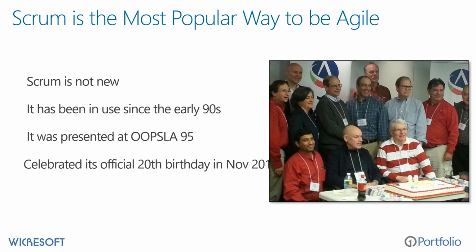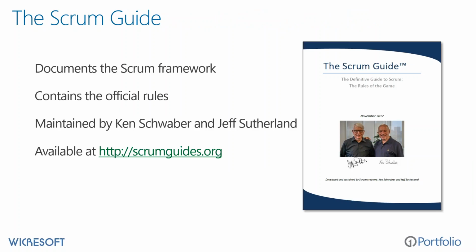It is the most popular way to be Agile. It's not new. It's been around since the 90s. The two gentlemen sitting there front and center in front of the cake are the creators of Scrum. That's Ken Schwaber there in the black shirt and Jeff Sutherland in the stripes. It just celebrated its 20th birthday with this big party in Boston a couple years ago in 2015. So if you want to be Agile, Scrum is the framework that you can look at.